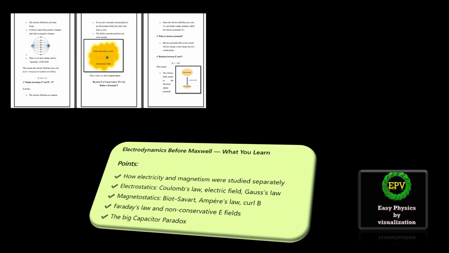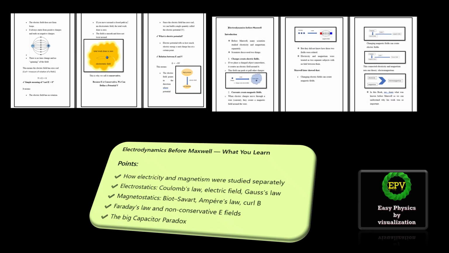This book, Electrodynamics Before Maxwell, takes you back to the foundations of electricity and magnetism, the ideas scientists understood before Maxwell unified them. We begin with electrostatics, Coulomb's law, the concept of electric field, Gauss's law, and why electric fields are conservative. Then we move to magnetostatics, the Biot-Savart law, Ampère's law, the meaning of curl B, and the beautiful idea that magnetic field lines always form closed loops. These concepts create the groundwork for understanding Faraday's law and the deeper connection between electric and magnetic fields.